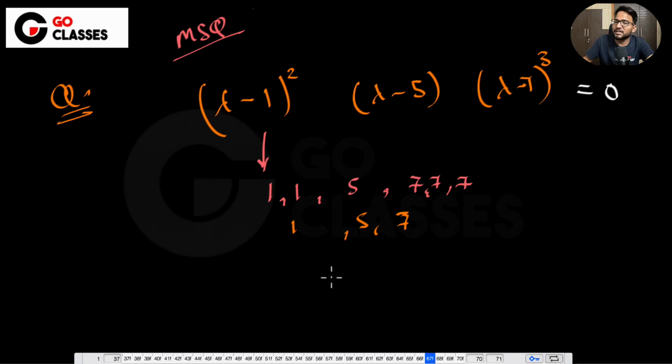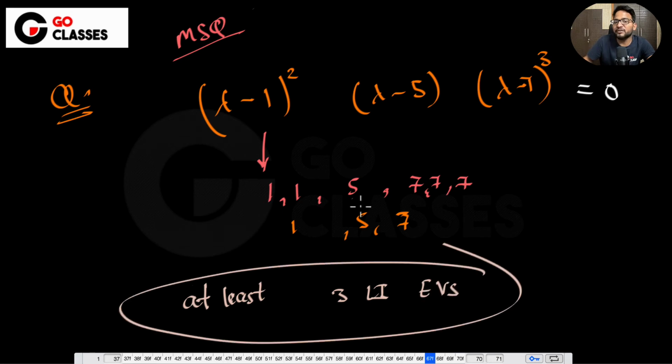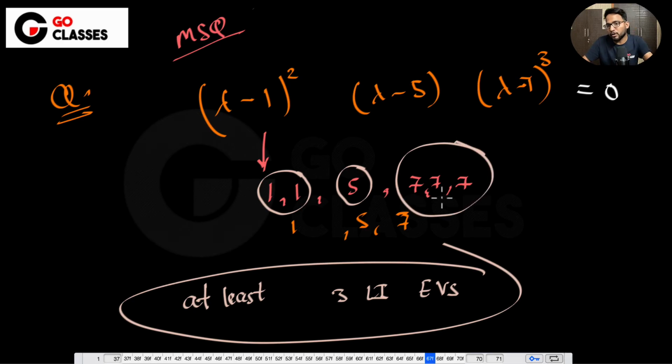Now, using these 3 different eigenvalues, it is for sure that you will have at least 3 linearly independent eigenvectors, because you have 3 different eigenvalues. Now, corresponding to 1, you can have at most 2. Corresponding to 5, at most 1. Corresponding to 7, at most 3. Because lambdas are not equal here, right? You can have at most 3, minimum 1, obviously.